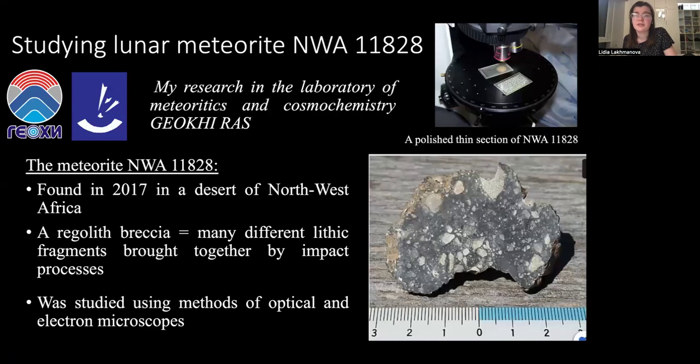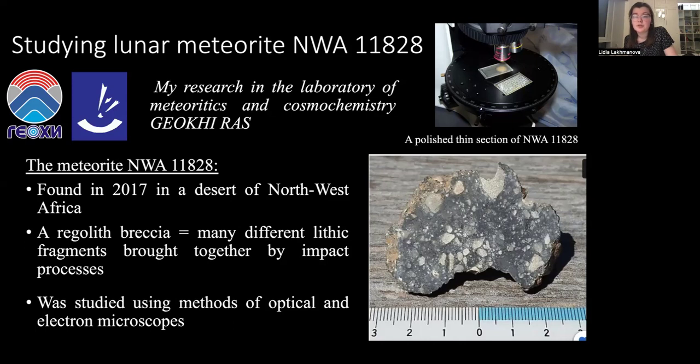And what information can we learn from lunar meteorites? I will try to reply to this question using my own research as an example. This is the second year I've been working in the laboratory of meteoritics and cosmic chemistry where I study lunar meteorites. One of them is NWA 11828. This abbreviation means Northwest Africa, the desert where it was found in 2017. NWA is a lunar breccia, a type of rock containing many different lithic fragments brought together by impact processes.